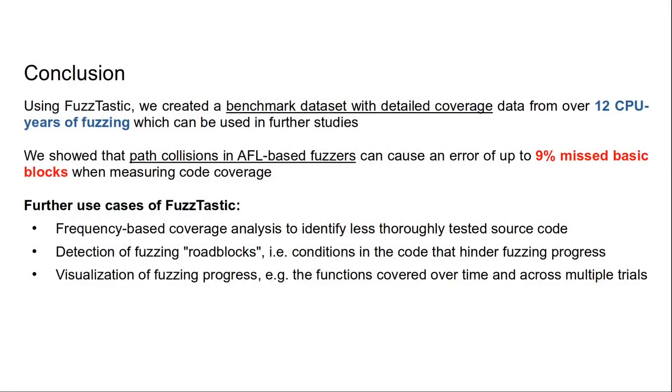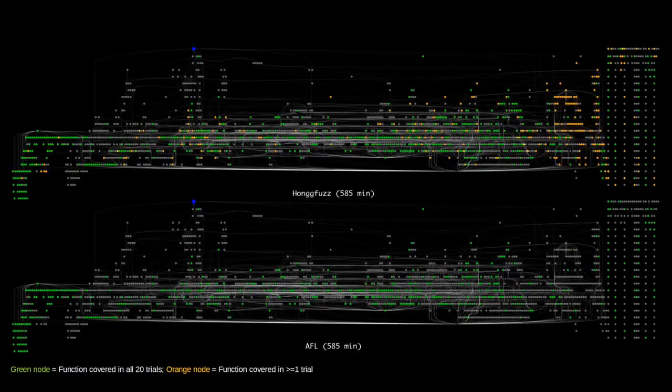Using our tool, we created a large-scale coverage benchmark dataset which we will release for further studies together with FuzzTastic. We also showed that path collisions in AFL-based fuzzers can cause an error of up to 9% basic blocks missed. Apart from the case study presented in our paper, FuzzTastic can also be used to perform frequency-based coverage analysis of fuzzers, to detect fuzzing roadblocks in the code, and to visualize fuzzing progress like in these animated call graphs. Here we see the fuzzing progress of the fuzzers HonggFuzz and AFL executed for 24 hours on the program FreeType2. In these graphs, the green nodes indicate the functions covered in all 20 trials, while the orange nodes indicate the functions covered in at least one trial.